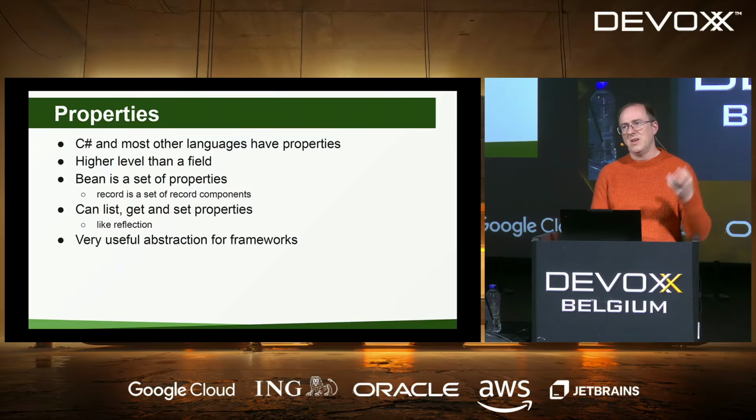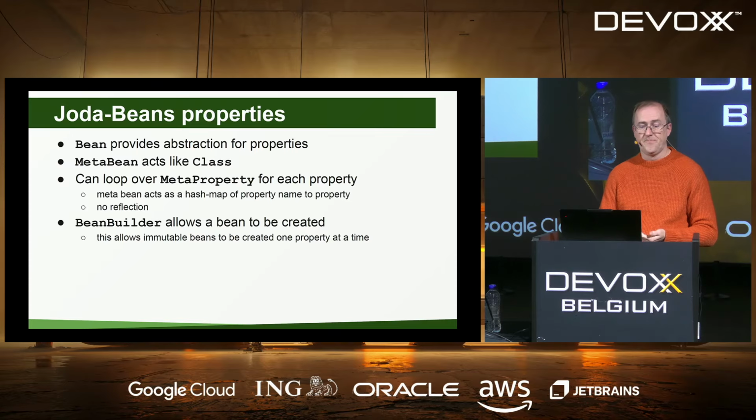So you basically say your bean contains a list or set of properties, and a record is a set of record components. So we're familiar with the concept, and you can list them and you can loop over them and work with them as though you're a framework.